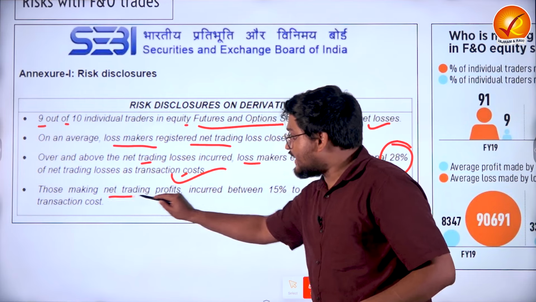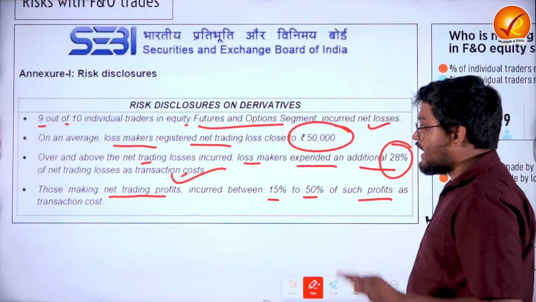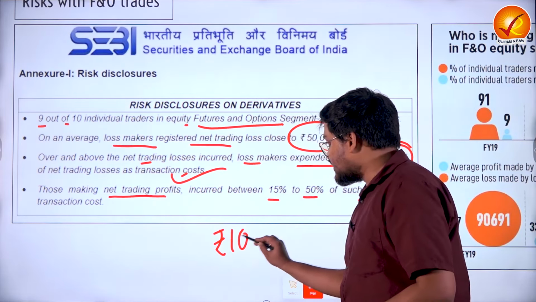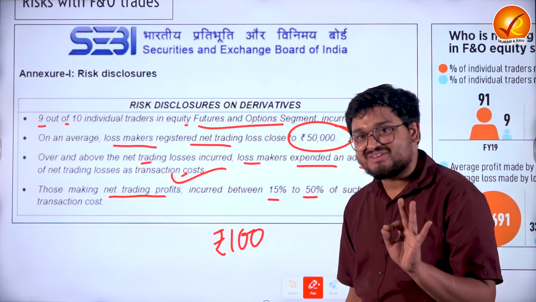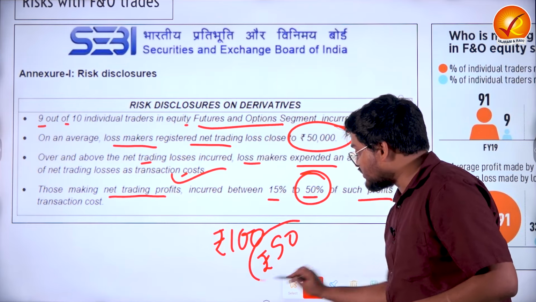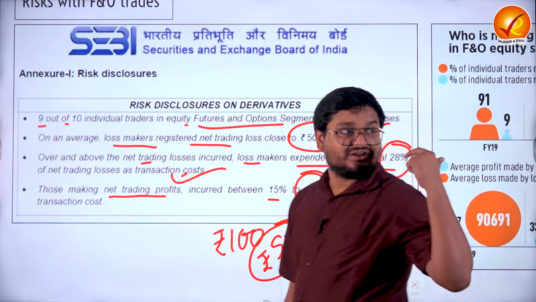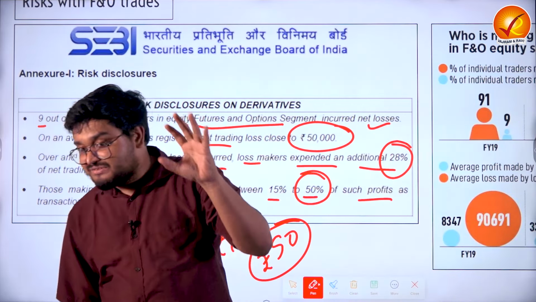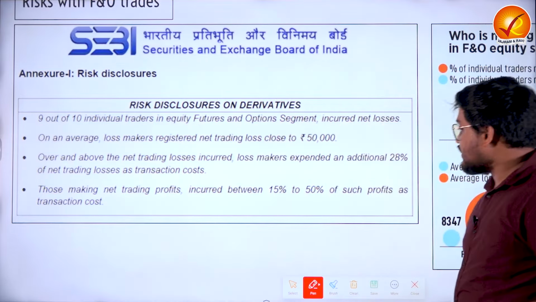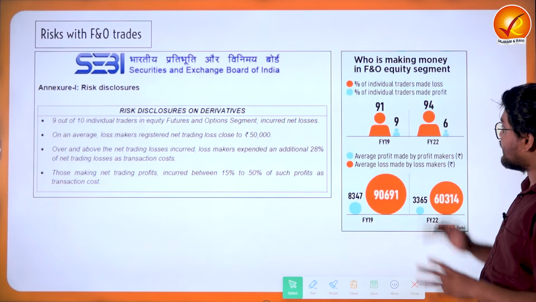Next, those making net trading profits incurred between 15 and 50% of such profits as transaction cost. That means if you have made a profit of 100 rupees in F&O, as much as 50 rupees you have to pay to the brokers and to the various applications and so on. So this is what we have to understand, the demerit of investing in this kind of case. Also, you can look at this particular data.